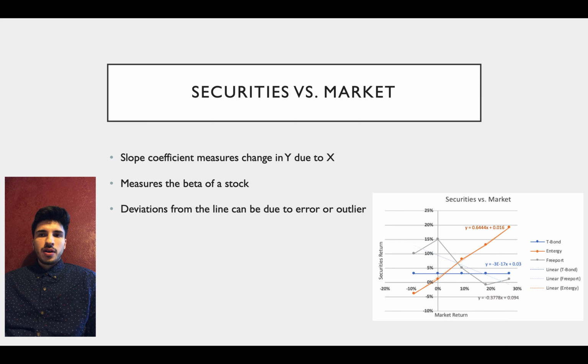Next, I will talk about the specific securities versus the market and the slope coefficient line. First, these lines are called the slope coefficient, and they measure the amount of change expected in the y-axis as a result of a unit increase in the x-axis. They essentially measure the beta of a stock. The distance between the plot points and the regression line indicates errors or outliers in the data.